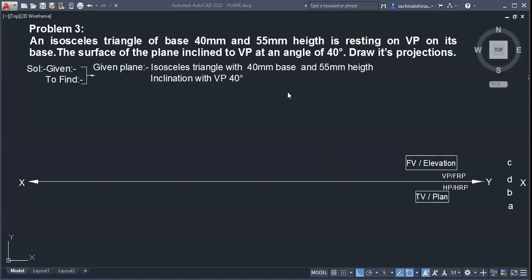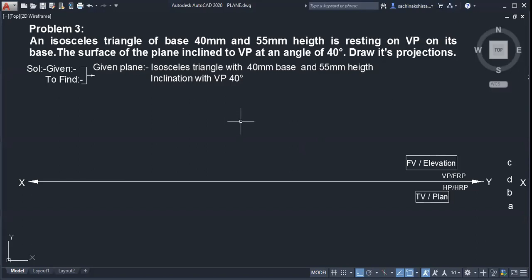If you read the problem, you will come to know that a type of plane is given, that is an isosceles triangle. As we discussed, it is nothing but the triangle whose two sides are equal. The type of plane is given with its geometry, or the details. What are the details given in the problem? Its base is 40 mm, and its height is 55 mm. So the type of plane and the dimensions are given.